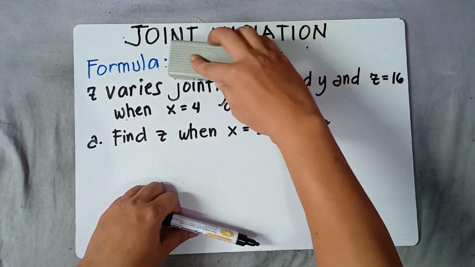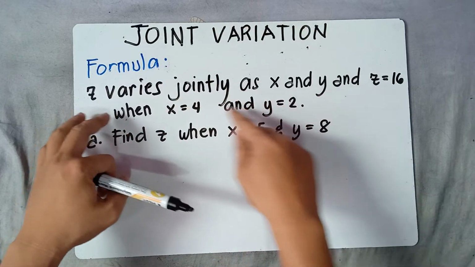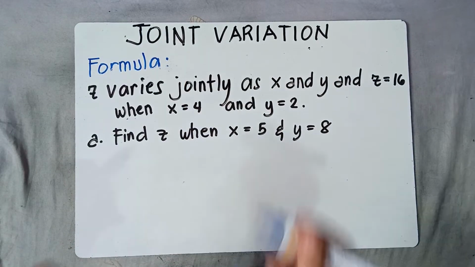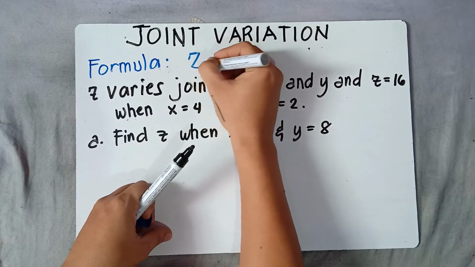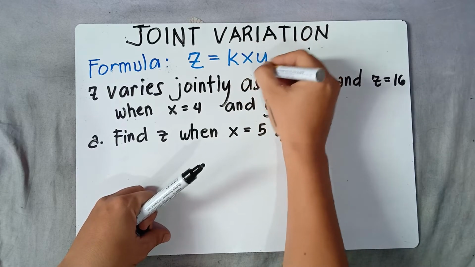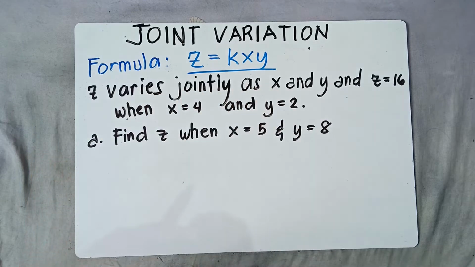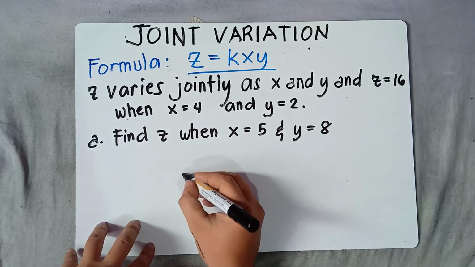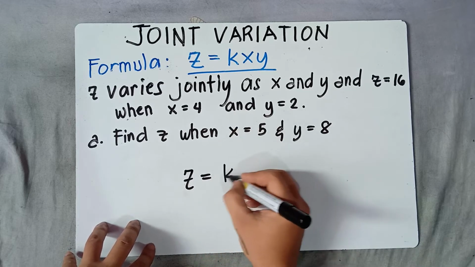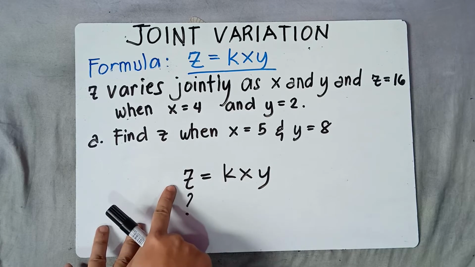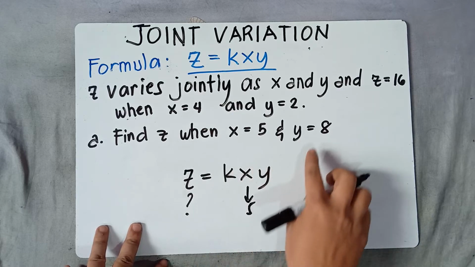Let me erase our formula here and change that in this given equation. Z varies jointly as X and Y, so you can write this as Z, let me write it in blue, Z equals, do not forget K, X and Y. So this is our formula in this given equation. We cannot solve it directly yet. You are told to find Z. You have your X, which is 5, and you have your Y, which is 8.